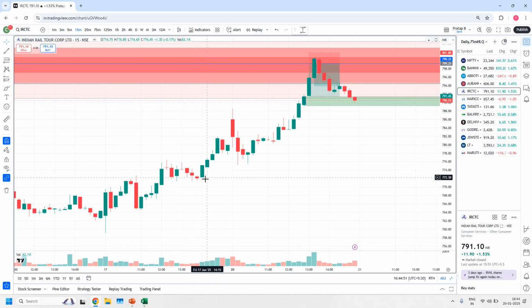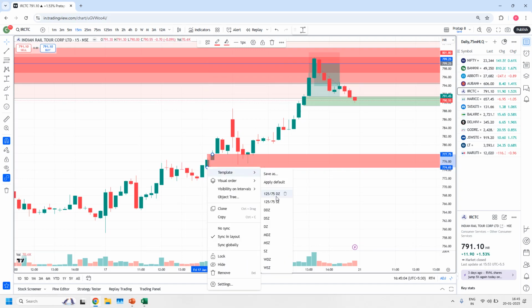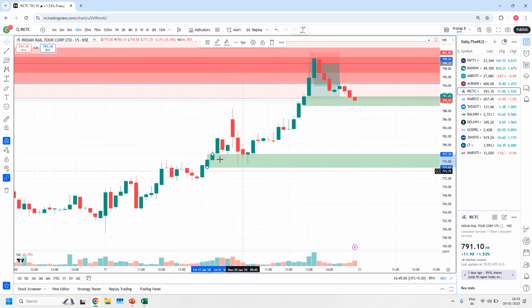So on 17th January, you have some 15-minute zone here, with rally, base candles and rally. Probably you will draw this as your target. This is the 15 minutes demand zone. Initially, this is your planned target.